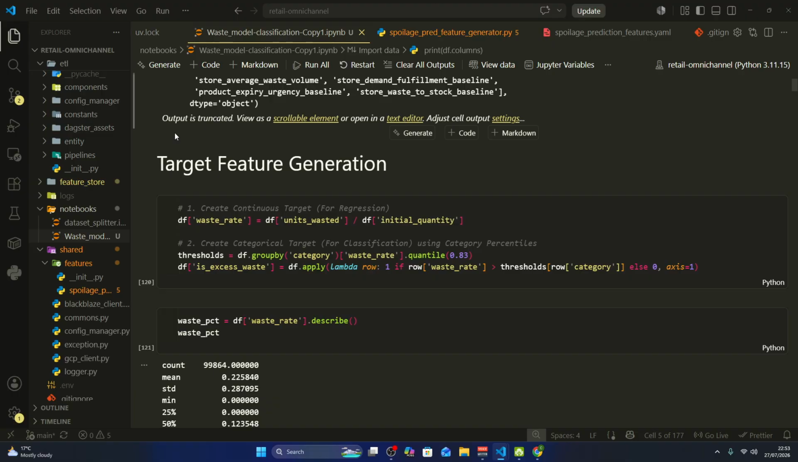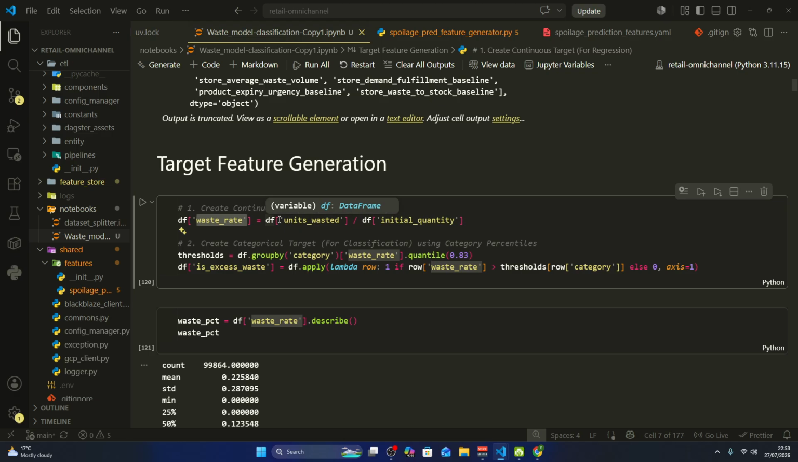Then the target feature generation. So how do we generate our target feature? The first one that I did was to create a continuous target for the regression model. For this one, I was determining the waste rate, and that is the units that were wasted divided by the initial quantity. That is what I used as part of my target variable, especially for the regression.